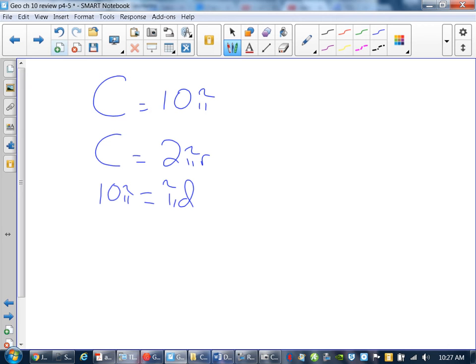If your circumference is given to you as 10 pi, remember the formula for circumference is either 2 pi r or pi times diameter. What I'm doing here is knowing that the circumference is 10 pi, that has to equal pi times the diameter. Since there's pi on both sides, you can divide it out and it goes away, which means 10 is your diameter, which means that 5 is the radius.